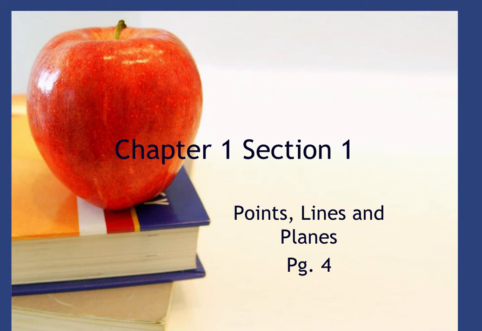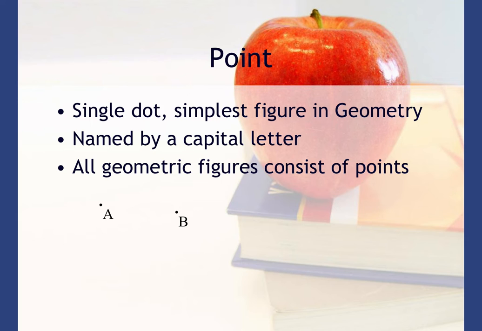So chapter 1, section 1 is called Points, Lines, and Planes. A point is a single dot. It is the simplest figure in geometry. And it is named by a capital letter. All geometric figures consist of points. If we were talking about dimensions, a point has no dimension.